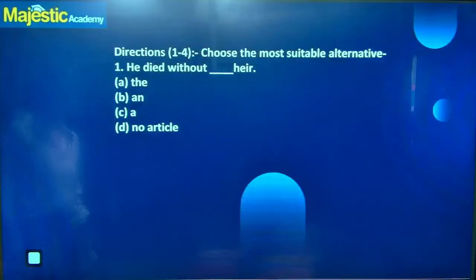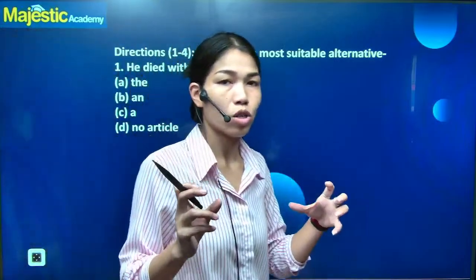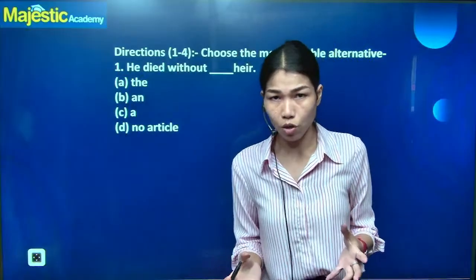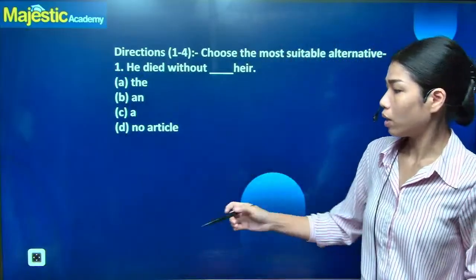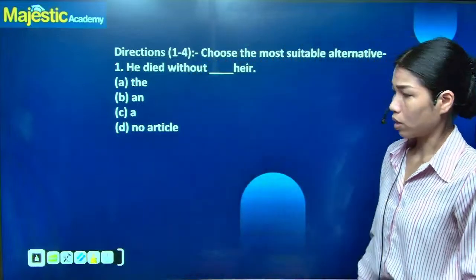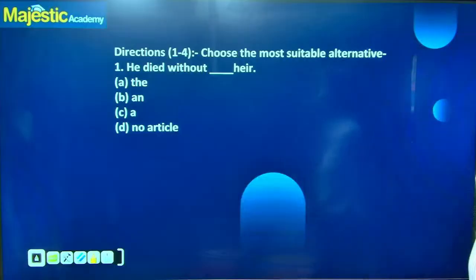Okay, so we will be discussing the questions. While discussing, the questions you get here will be a bit random, since this is a previous year paper. One by one I will read the question and keep telling you the rules. Okay? So the first question for this paper is: choose the most suitable alternative.